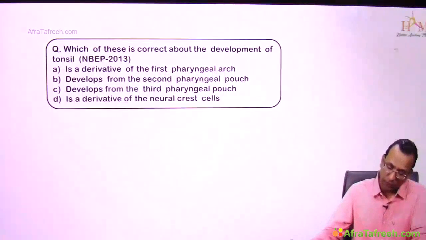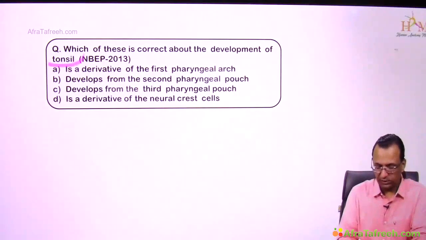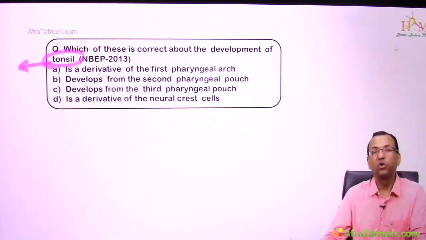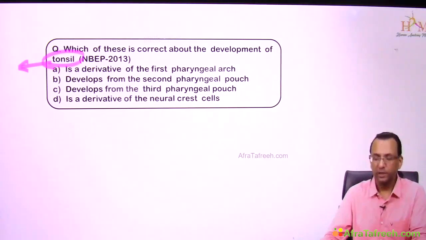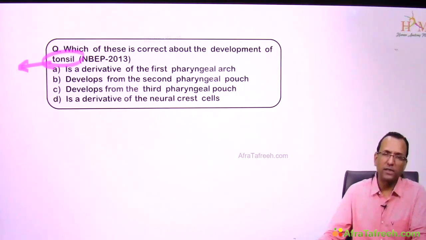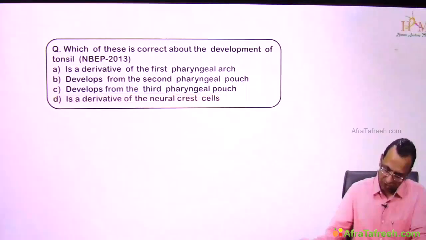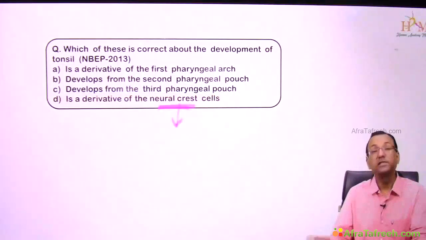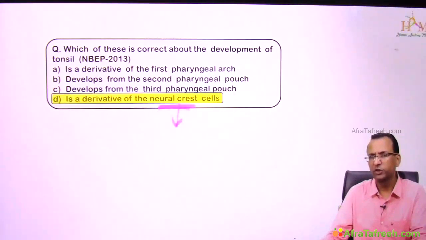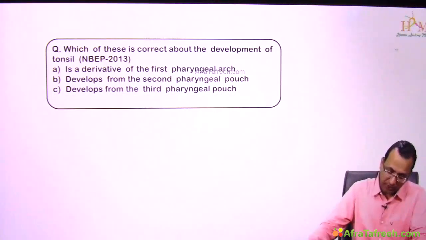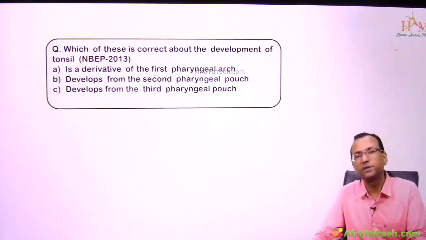And what about this question? It is asking about the tonsil. Tonsil, I know. What is the answer? There is an old answer and a new answer. What is the new answer? The new answer is this: neural crest cell derived secondary mesenchyme will form the tonsil. And what if it is missing from the options? If it is missing, then I will take the old answer. What is the old answer?